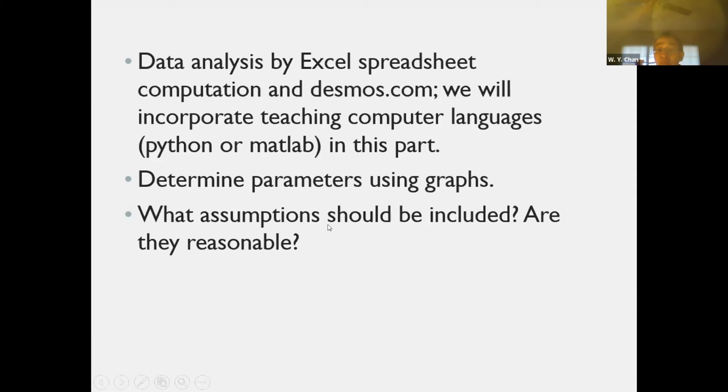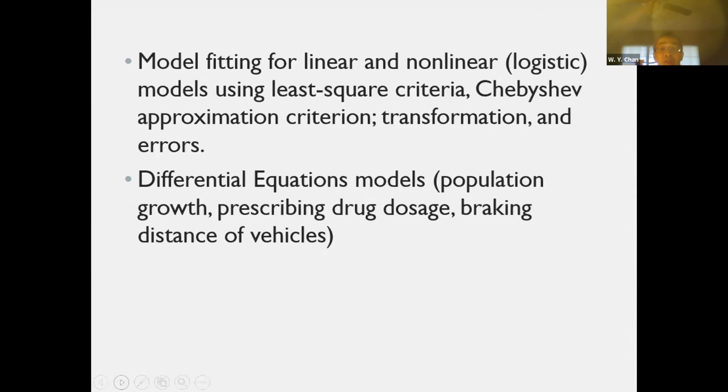And the next one we mainly cover is the assumption. If they include this to make their model, what assumptions should they include? Are they reasonable? So those are the main topics we will cover in this course.